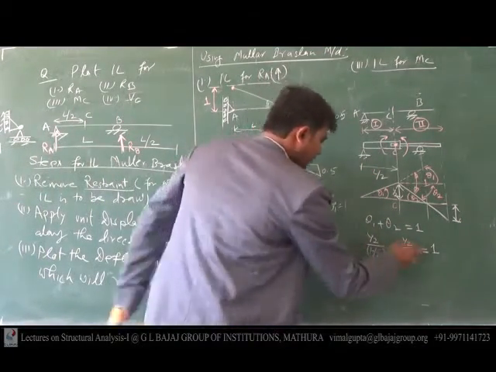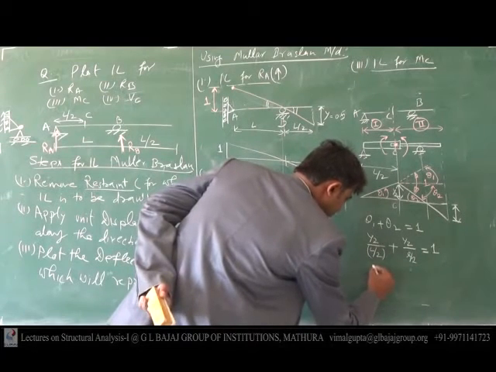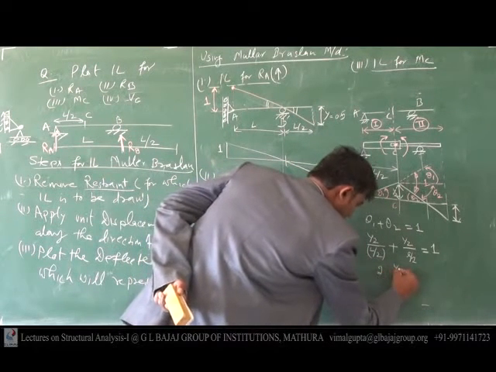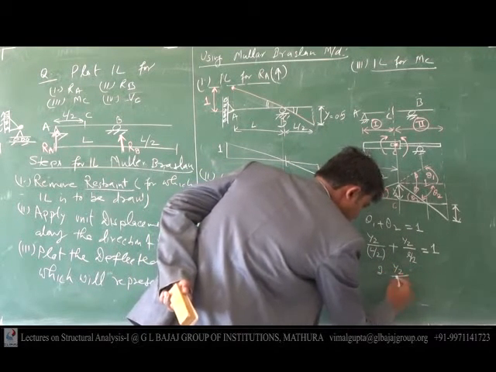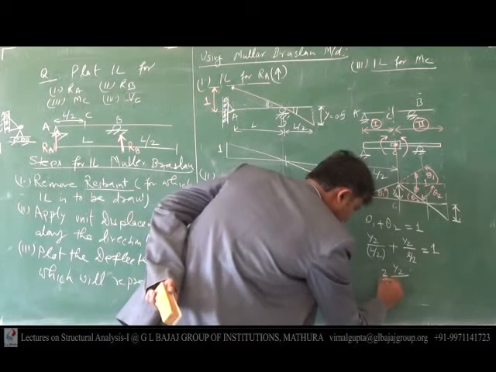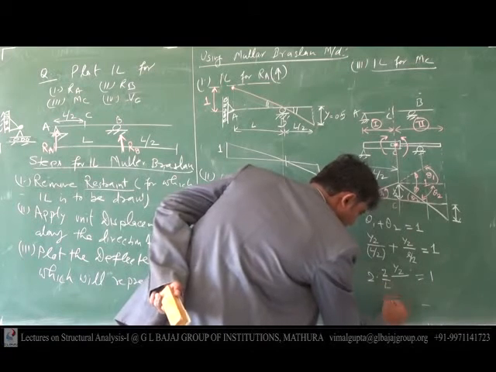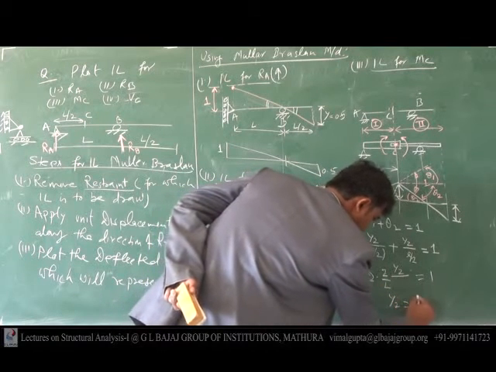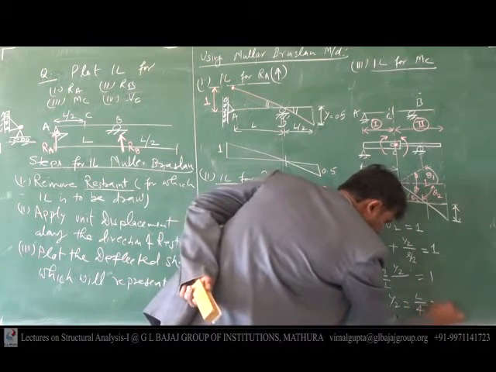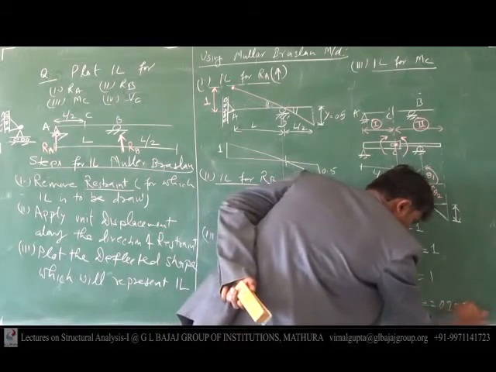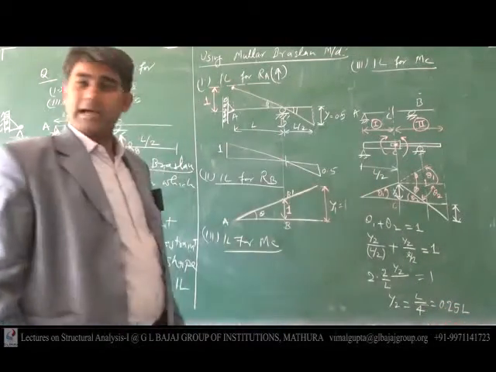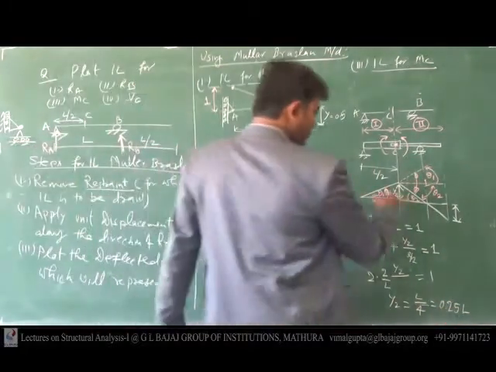It is y2, so it is the double times of y2. y2 into 2 by L into 2 equals to 1. So value of y2 is L by 4, 0.25 L.